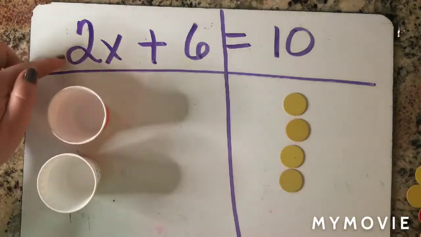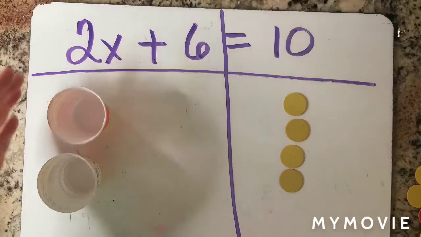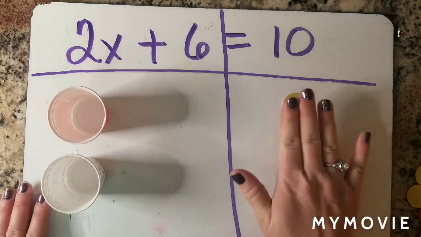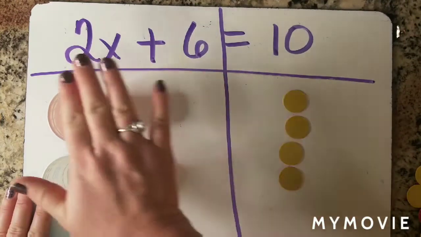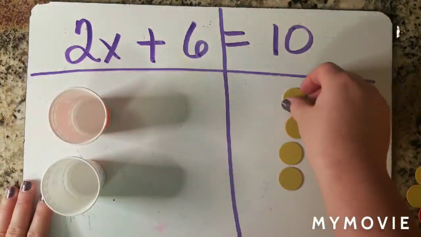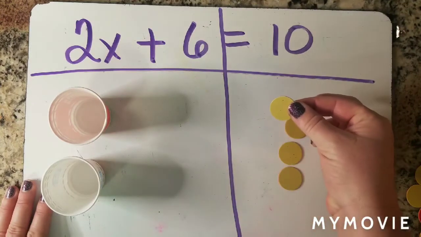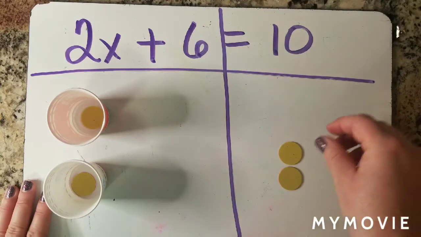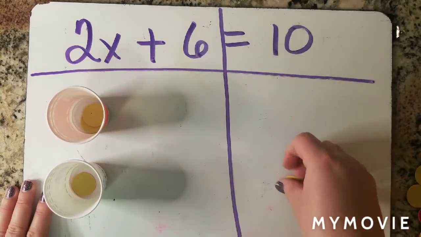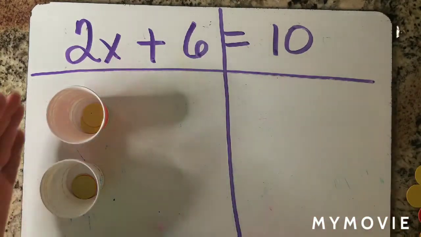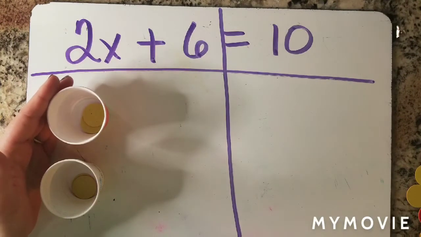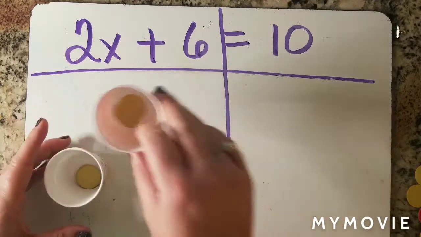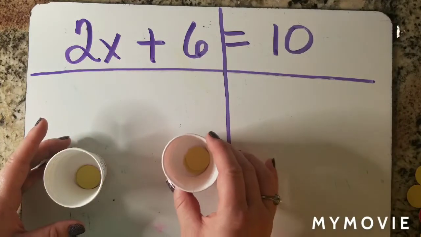So I still need to get my 2 by itself. So what I'm going to do now is divide these 4 counters into these 2 cups. I have to do it one at a time because I need them to be equal. 1, 2. 1, 2. Now I need to get this x by itself. So I don't need to know how many are in 2 cups. I only need to know how many are in 1 cup.